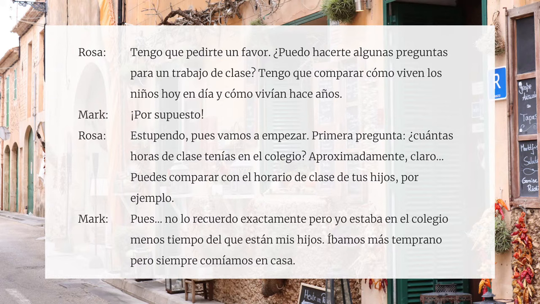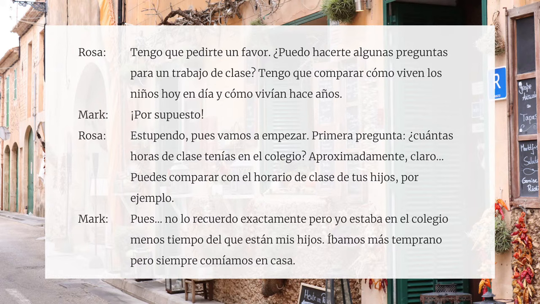And I answer, pues no lo recuerdo exactamente. I don't remember exactly. Pero yo estaba en el colegio menos tiempo del que están mis hijos. But I was, another imperfect, en el colegio, in school, menos tiempo, less time, del que están mis hijos, than my children are. Íbamos más temprano, we used to go earlier, pero siempre comíamos en casa, but we always had lunch at home. So in a Spanish timetable, lunch would be middle of the afternoon for a UK-based sort of mindset. But basically what I am saying here is that we went earlier, but we always were home by lunchtime.